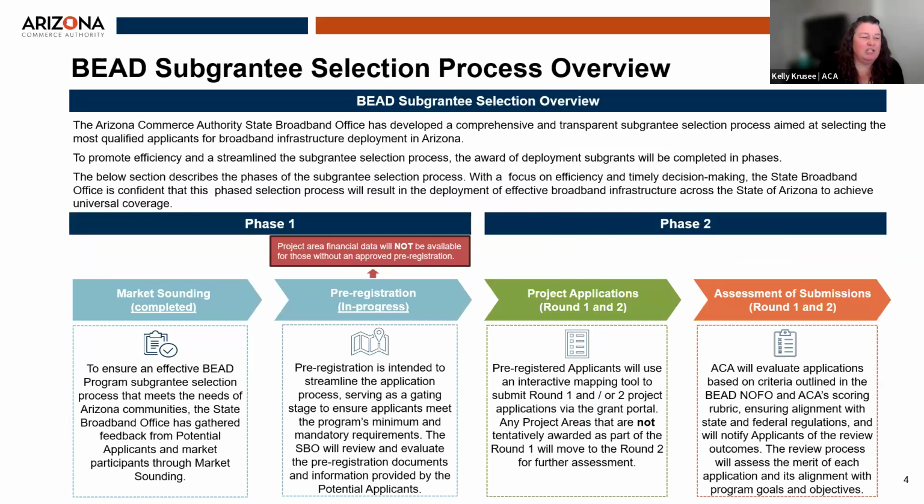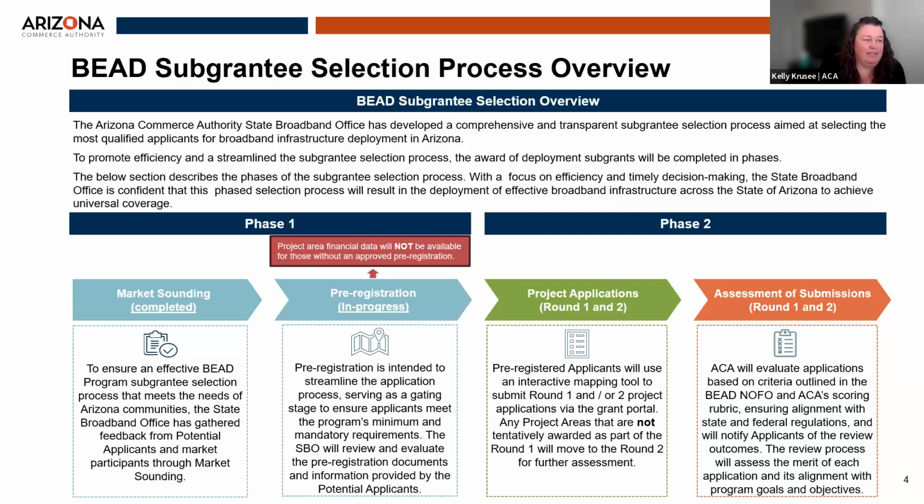All right, the subgrantee selection process. A high-level overview: ACA has designed a comprehensive and transparent selection process. Again, this is $1 billion, 993 million to be exact. And the process is aimed at selecting the most qualified applicants for broadband deployment in Arizona.